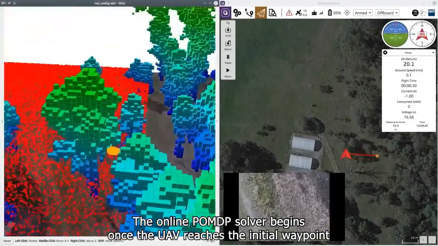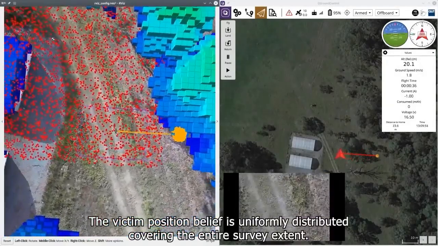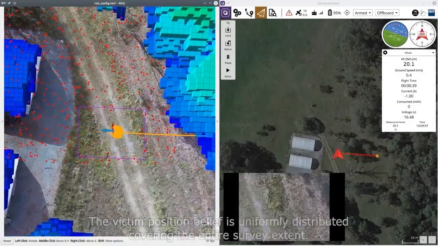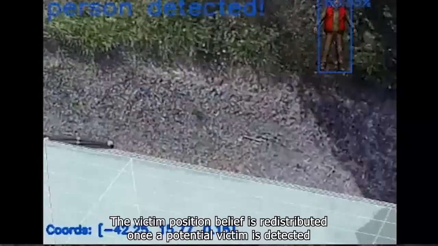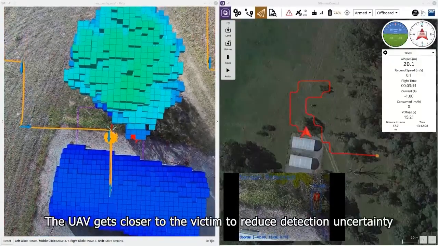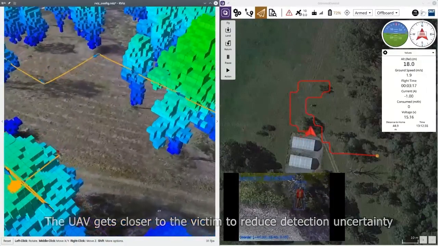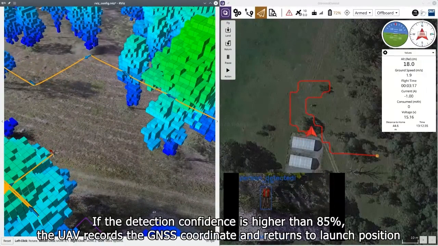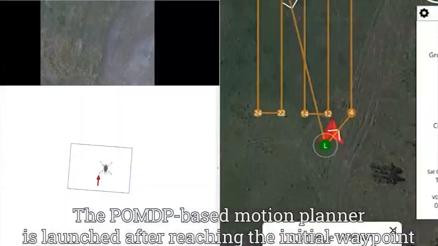And what you observe here is the system working in off-board mode. So we spread the initial state belief of our victim across the entire flying area. And once the UAV explores and triggers a first detection of our victim, the UAV starts interacting with the environment to increase the confidence of our detection, or in this case, to discard or confirm that the victim is there.